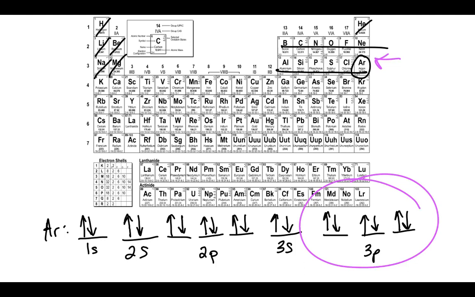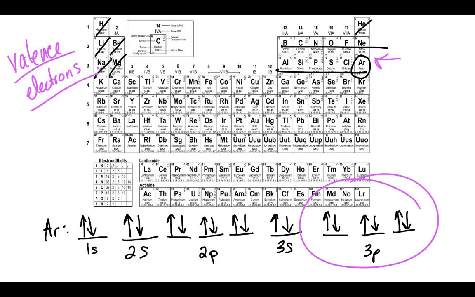Now, it's not just 3p, because when we talk about, I haven't mentioned it yet, but it's a good time to mention it anyway, valence electrons. Have you ever heard of that before? Valence electrons. Valence electrons are the electrons that are in the very most outer level. When we talk about valence electrons, we are referring to the electrons that are in the highest energy level.